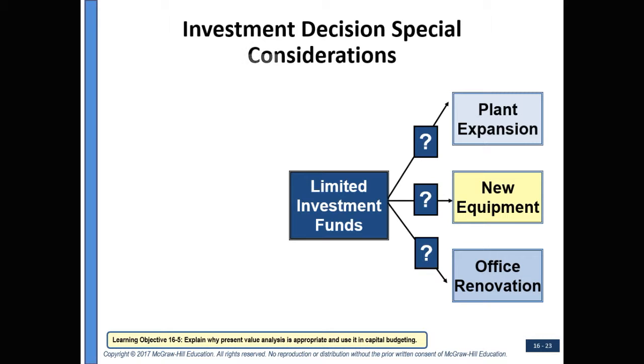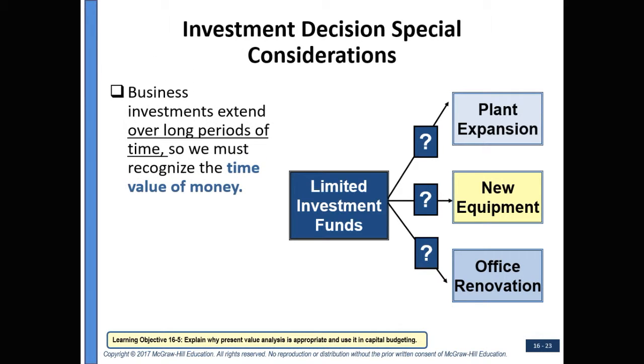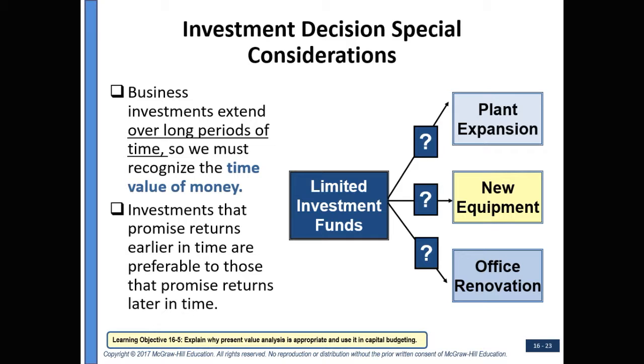Decisions must be made for plant expansion, for example. Things like new equipment, office innovation, and there is a limit to the amount of investment funds any organization has. Business investments extend over long periods of time, so we must recognize the time value of money. Investments that promise returns earlier in time are considered preferable to those that are going to have promises of returns later in time.